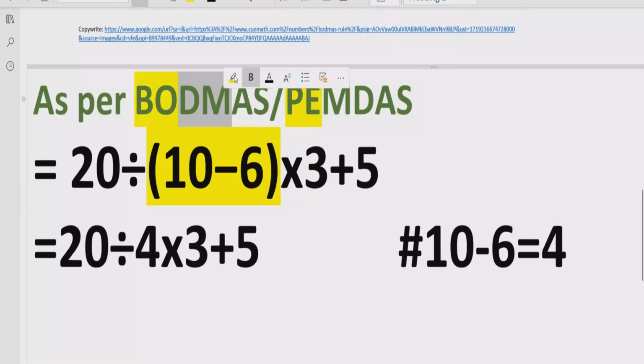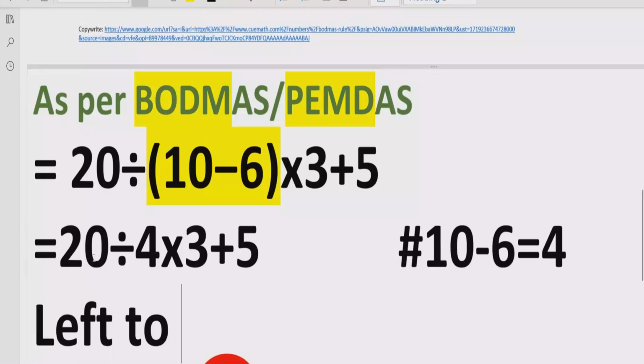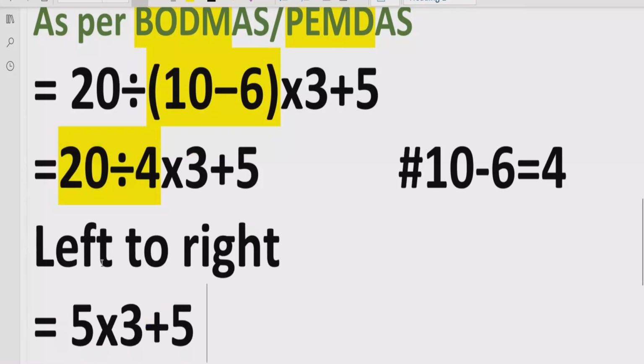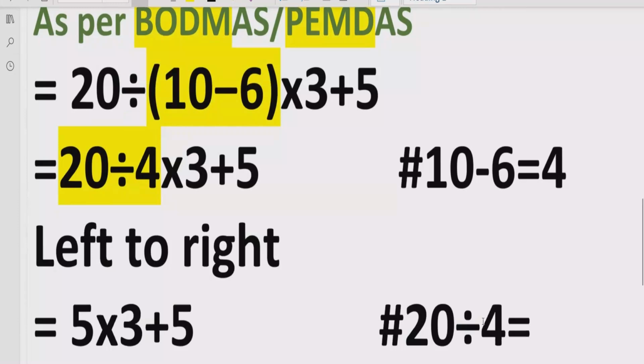Step number 3 is we have to solve division and multiplication, or you can say multiplication and division. Either you are using the BODMAS or PEMDAS rule, the solution is the same for both. So we have to go left to right in this expression and find out which is coming first. So 20 divided by 4, we will write 20 divided by 4, 5 multiplied by 3 and plus 5. Again, we will write as it is. 20 divided by 4 equals 5.